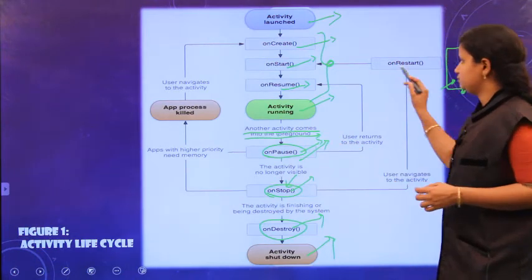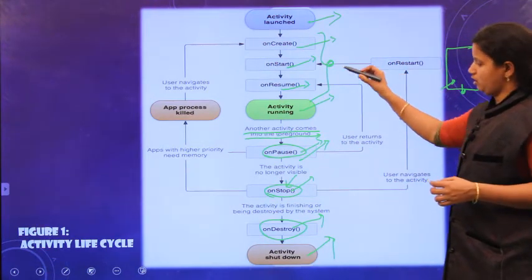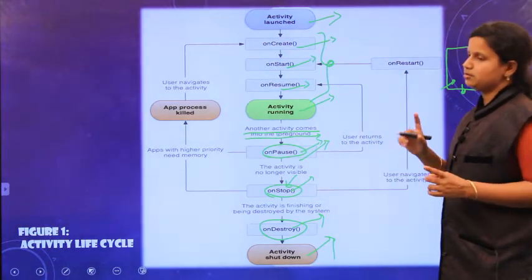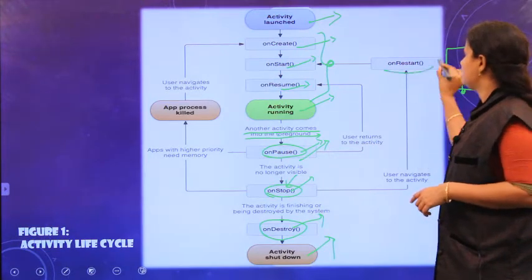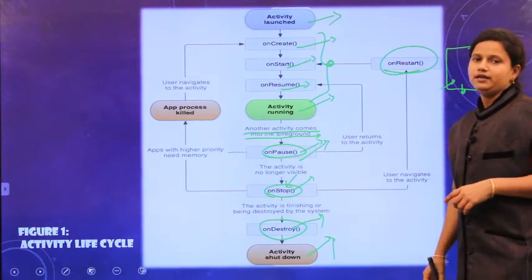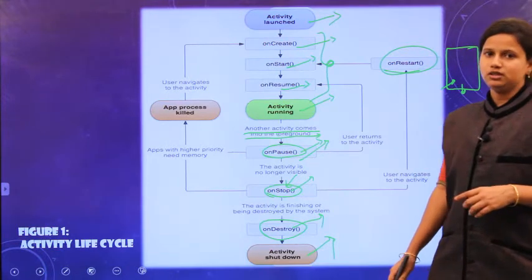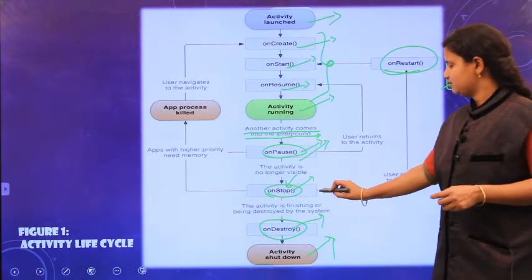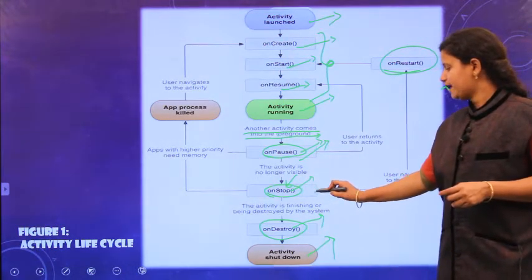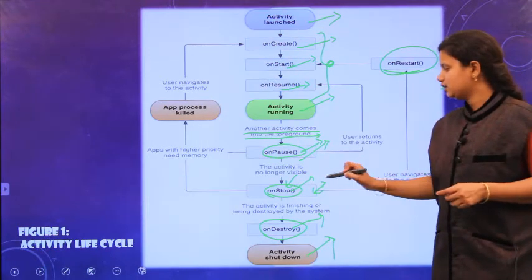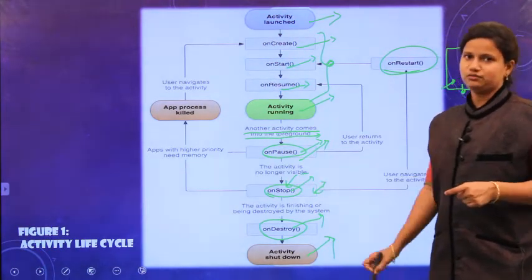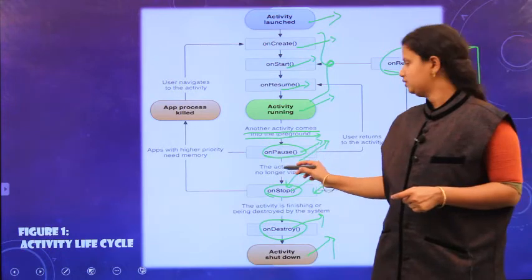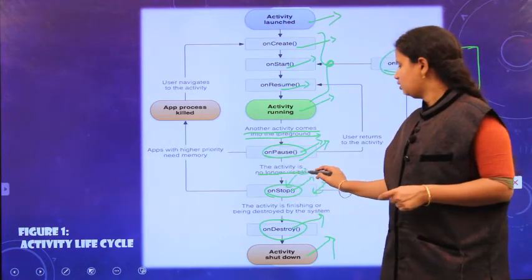So all these six methods are covered, but what about the seventh one? The seventh one is the onRestart method. In which state is onRestart called? When you are observing onStop, that means your activity is not visible for a longer time.